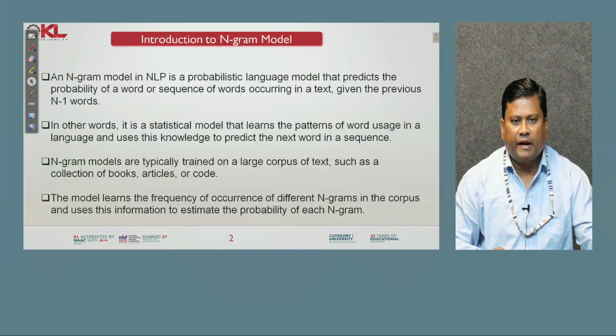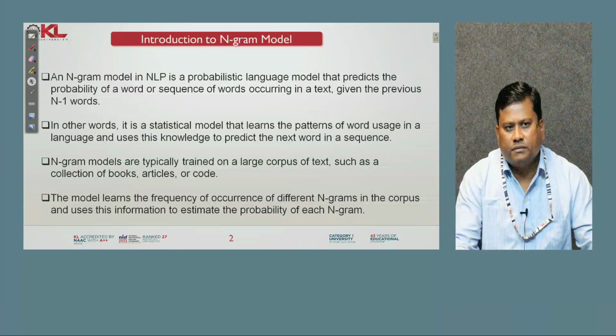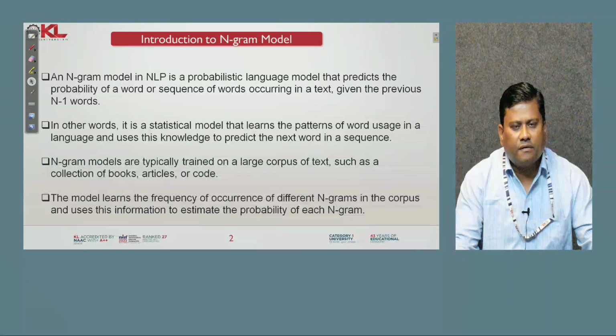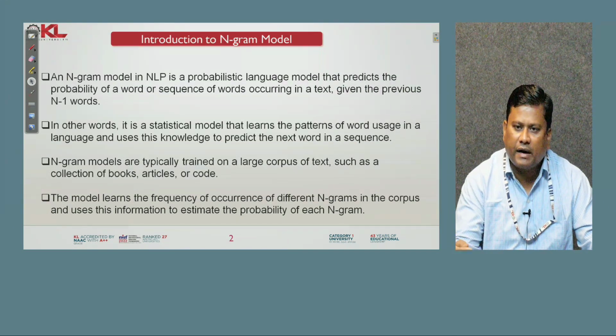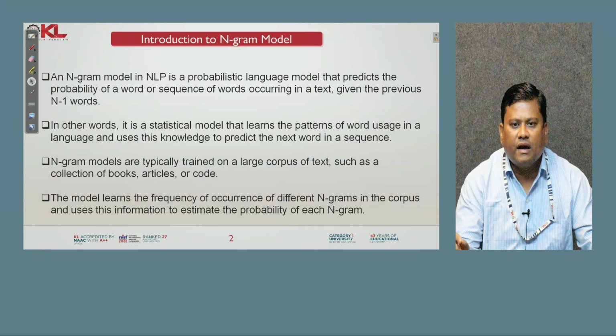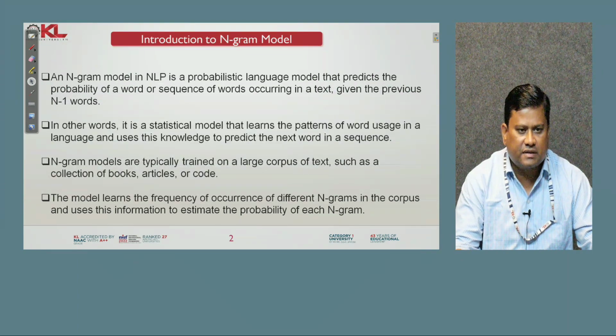So what is basically an N-gram model? We will go for the introduction of the N-gram model. An N-gram model in NLP is a probabilistic language model that predicts the probability of a word or sequence of words occurring in a text, given the previous n minus one words. In other words, it is a statistical model that learns the pattern of word usage in a language and uses this knowledge to predict the next word in a sequence.